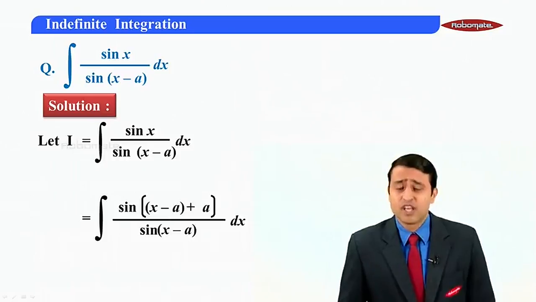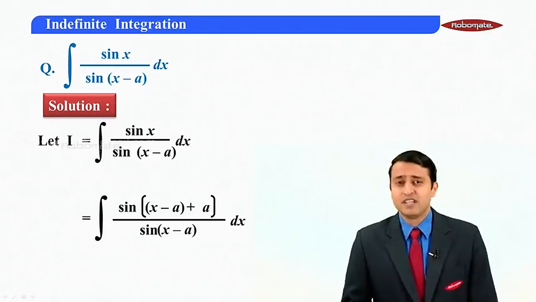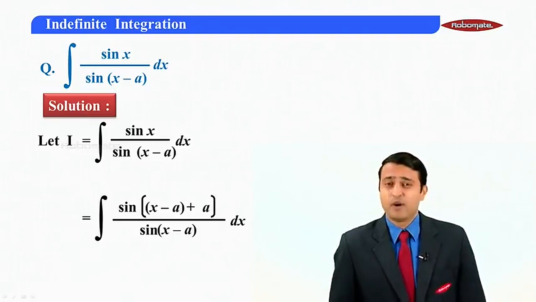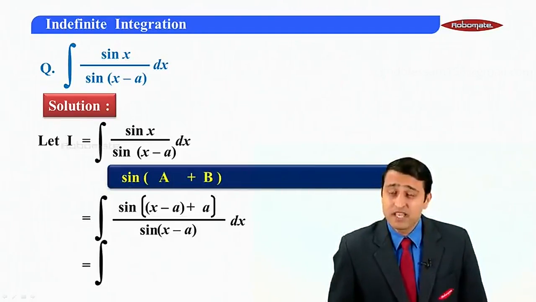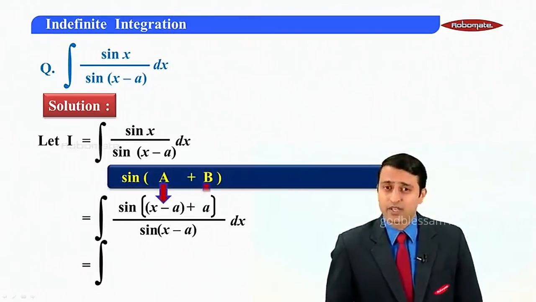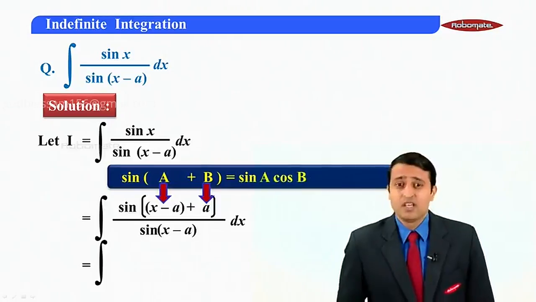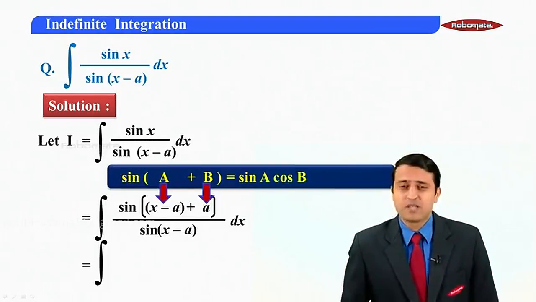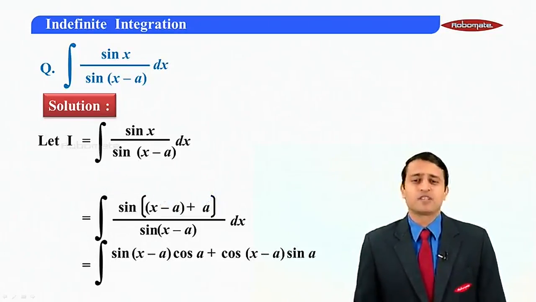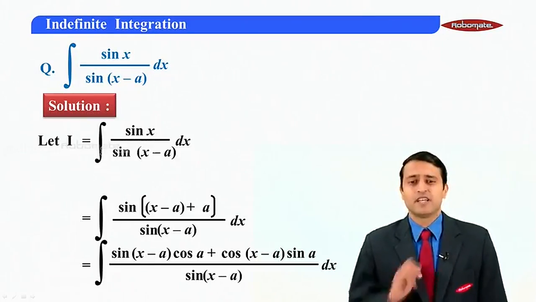Is that okay my dear students? Now how do we proceed? We have adjusted. What is to be done next? My dear students, if you observe, the numerator can be said to be in the form of sine of a plus b, where a is x minus a and b is a. Is that okay? Now sine of a plus b is a formula. We know the formula of sine of a plus b. Now sine of a plus b is sine a cos b plus cos a sine b. So can I write here sine of x minus a cos a plus cos of x minus a sine a. Obviously the denominator will be sine of x minus a dx.